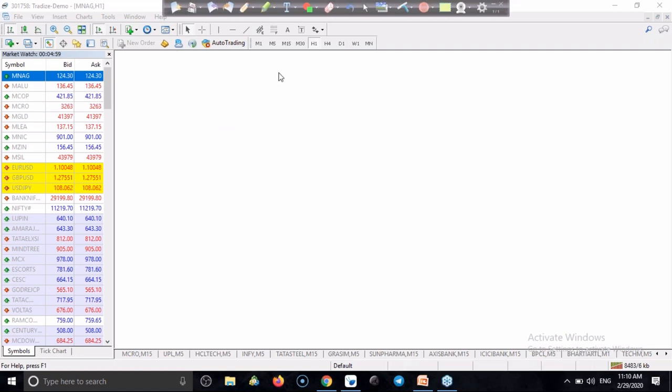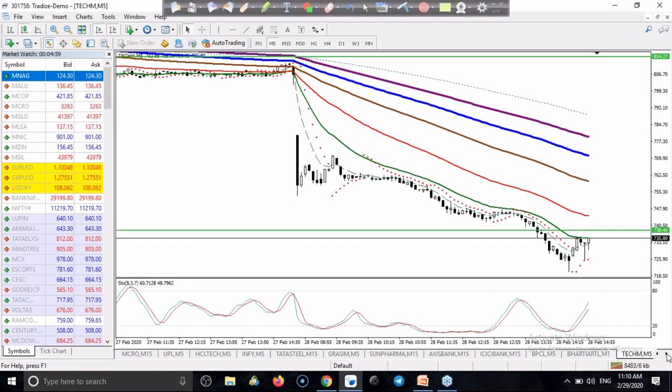What is the time frame? The time frame depends on your trading method, what type of trader you are. All right, let me explain what time frame means, then you will come to know properly.